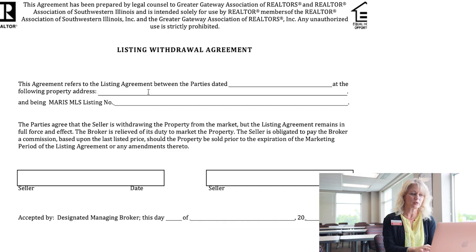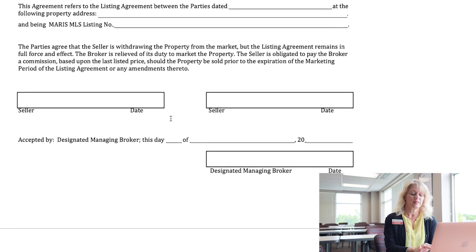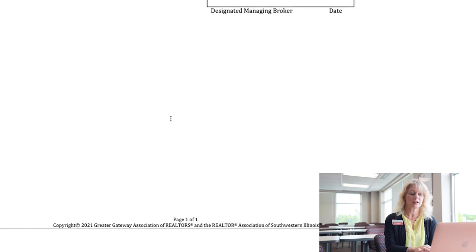So with the listing withdrawal, it's dated, the date the listing was signed, the property address, the Maris MLS listing number, the seller's sign-in date, and then I sign as managing broker with the agreement. So again, the seller would be obligated to pay the commission based on the last listed price should the property be sold prior to the expiration of the marketing period, even though it's withdrawn. So that's the difference between the termination and the withdrawal.